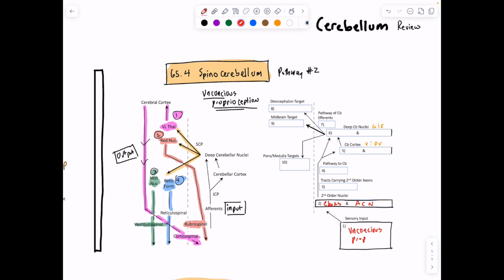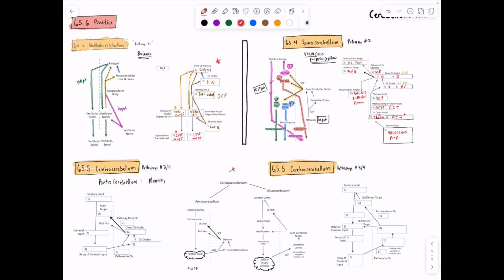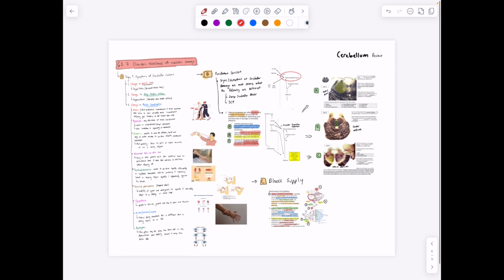And then the tracts carrying second order axons coming from Clarke's or from the accessory cuneate nucleus are going to be the dorsal spinocerebellar tract or the cuneocerebellar tract. Okay, pathway is ICP. This is going to go to vermis and paravermis, and then from there to globose and emboliform, SCP, and then we know that we are going to go to ventral lateral thalamus. Midbrain target is going to be our red nuclei, and then vestibular nuclear complex or reticular formation. Okay, so not too bad. This one we just did, so I'm going to go ahead and skip this for time, but please practice it. Then we have covered all of the tracts.